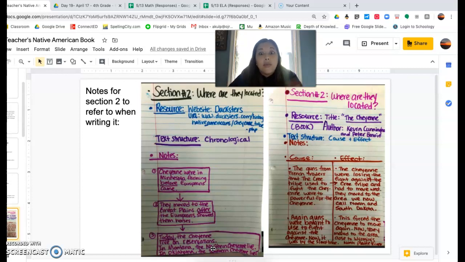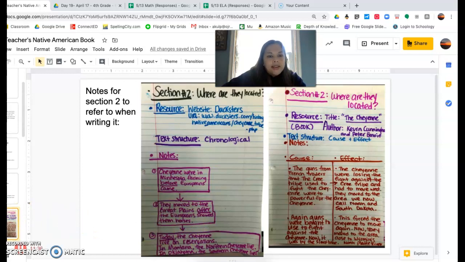Then you could do that again when you write section 3. Look for some examples of sections on that same topic and how those authors organized it, and then use that to help you organize your own writing. So I noticed more of a chronological here. This was cause and effect, but I can integrate it and use it within my chronological structure. I see that it would fit in right here after the horses are shown.